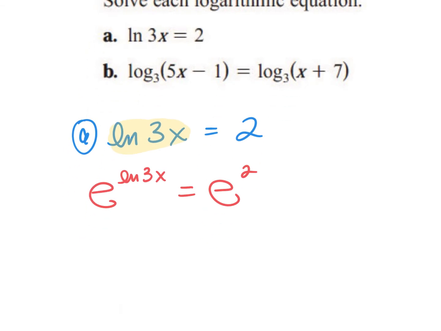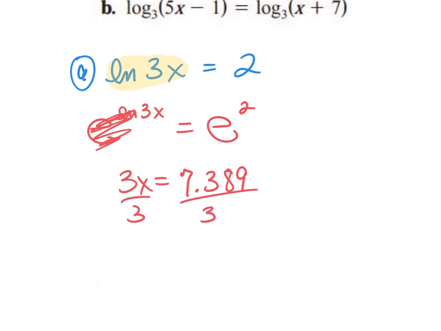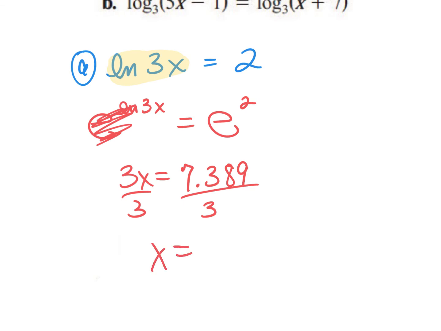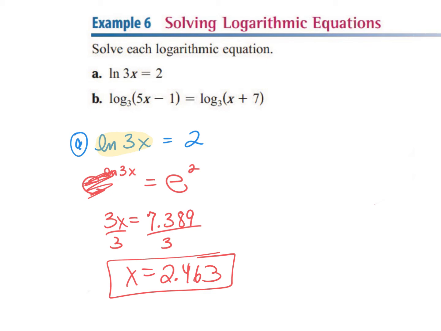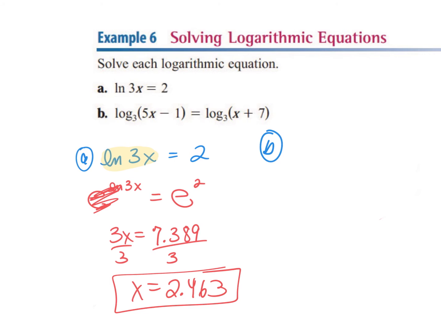On the left-hand side, what happens with E and ln? They cancel out. What are you left with? 3x equals, guys, in your calculator, what is E to the second power? 7.389. Perfect. And then how would I get x all by itself? Divide by 3. So x equals 2.463. Perfect. Let's look at B. We're going to go through all these examples, and then we're going to practice this a whole bunch.